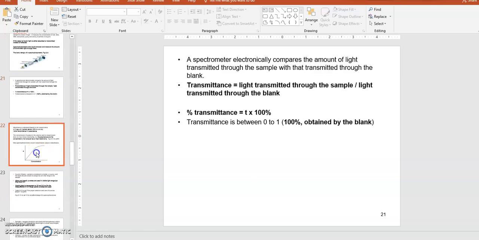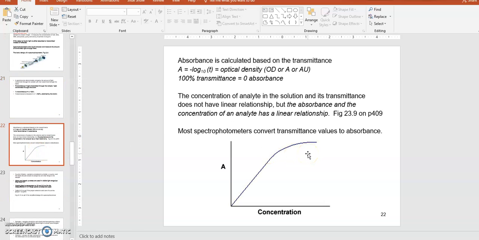But if you ever use the spectrophotometer, the readout from your spec is not going to be given to you as a transmittance value. Instead, it's going to be given to you as an absorbance value, because there is a conversion of transmittance to absorbance happening automatically inside the spectrophotometer. Absorbance is calculated based on the transmittance because there's a relationship: absorbance equals negative log10 of transmittance.